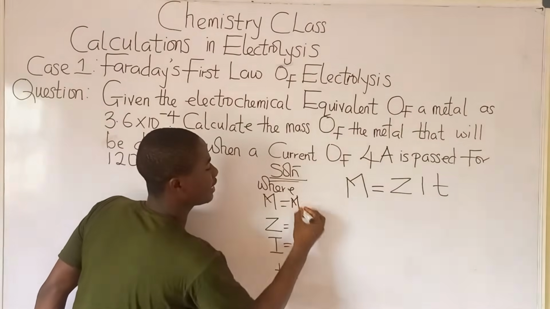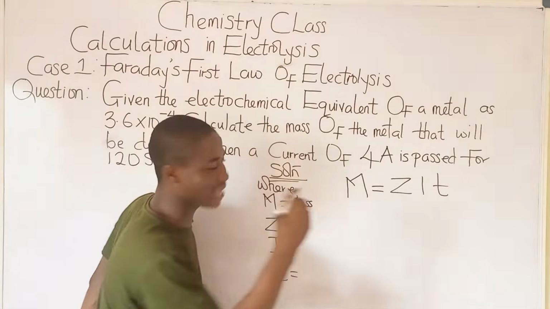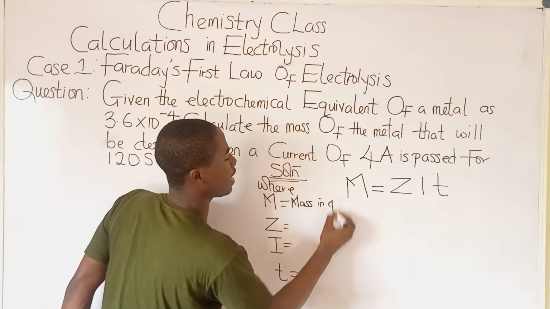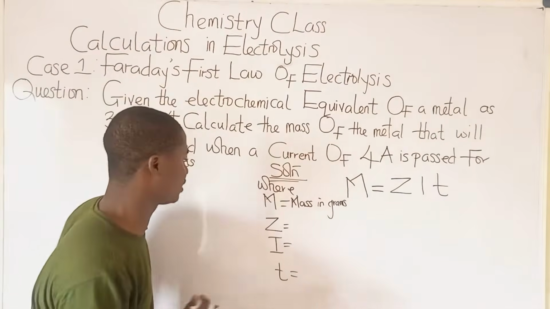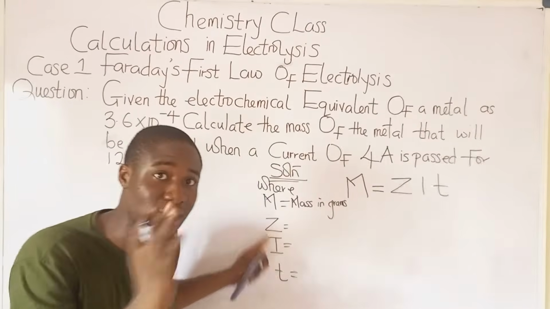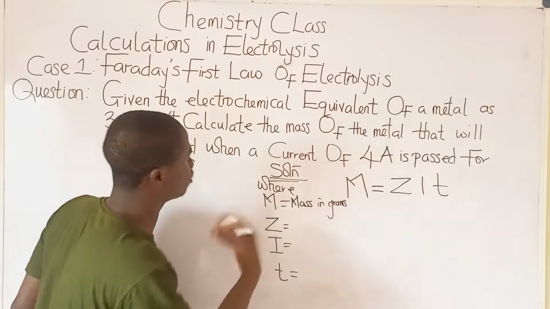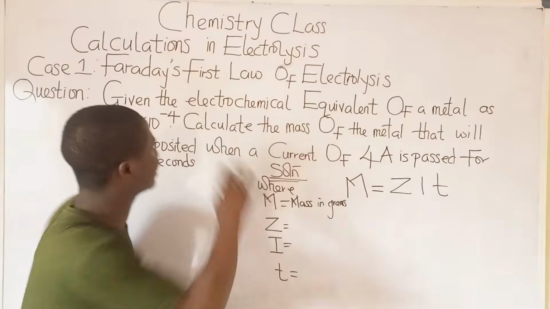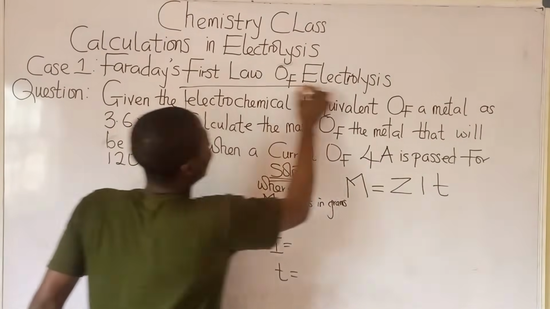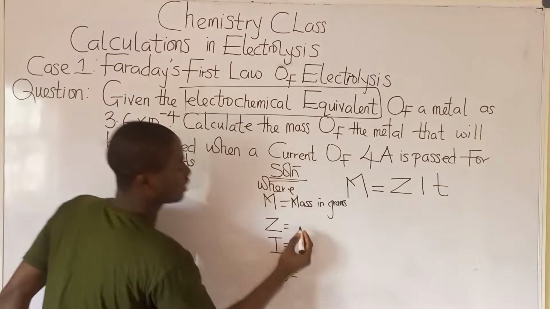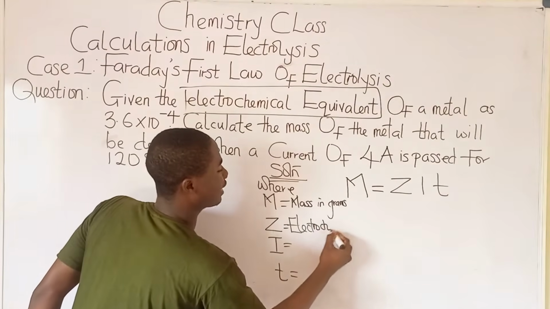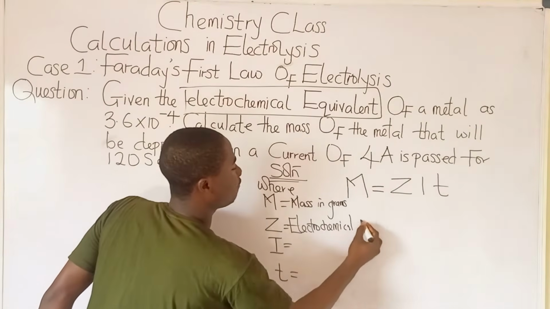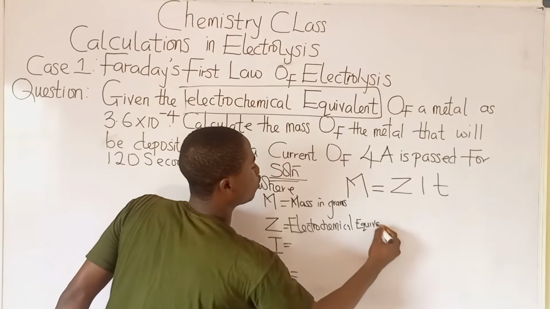So what does M signify? M basically means mass, and mass must be expressed in grams. This is something that must be noted. Z is called a constant, or basically an equivalent. It is called the electrochemical equivalent. That's something you must take note of. What's Z called? It is called the electrochemical equivalent.